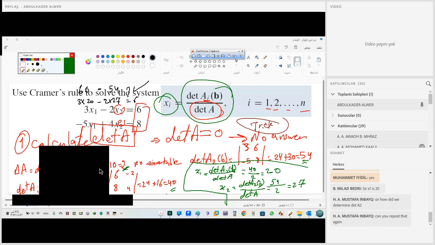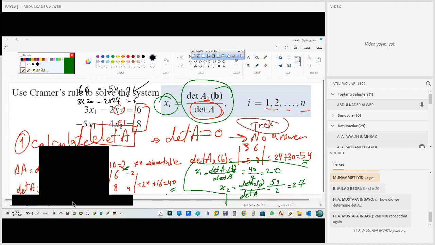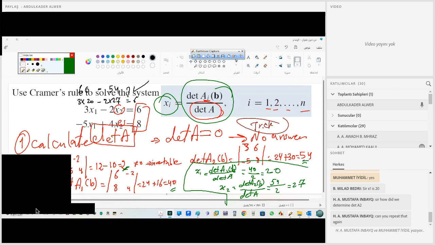How do we terminate A2? Okay, Hiba. See, det A2 is 54. Clear? Det A is 2. 54 over 2 is 27. Is it clear, Hiba?